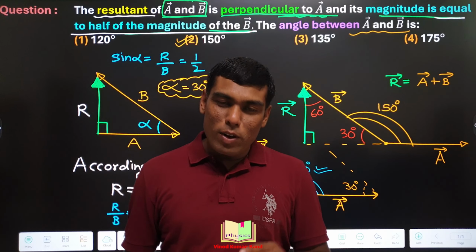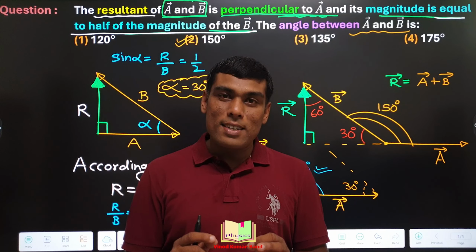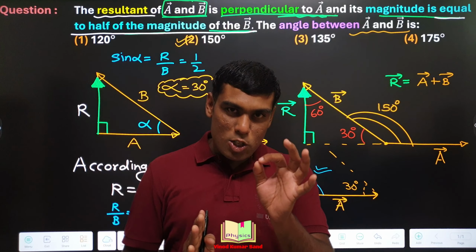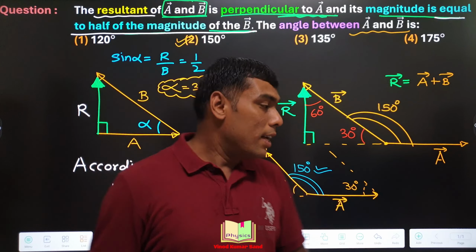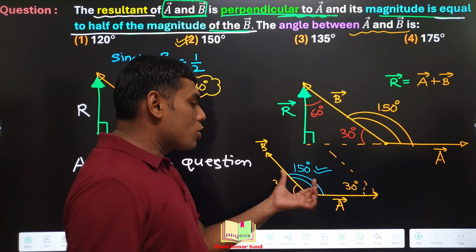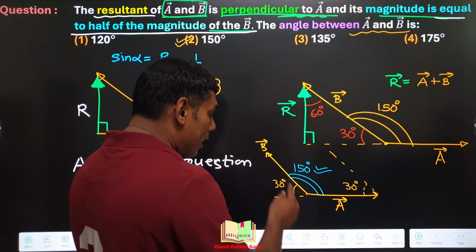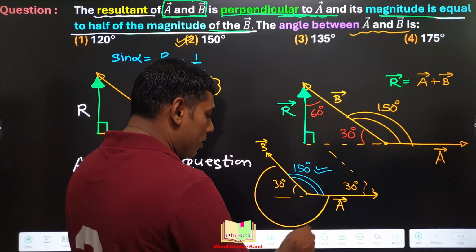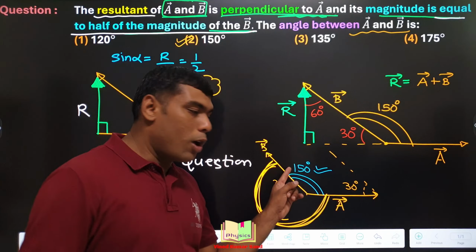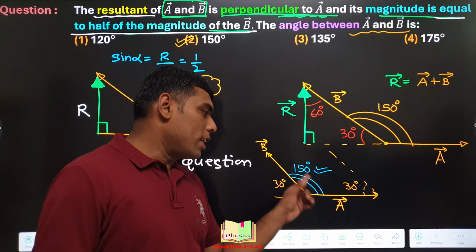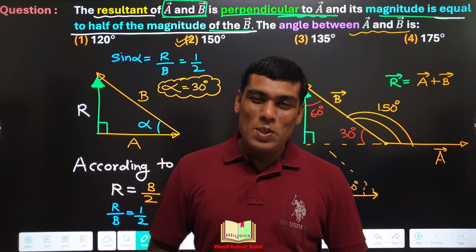Keep one thing in mind, whenever you have to find the angle between two vectors, either their tails must meet at a common point or their heads must meet at a common point, and then you find the smaller of the possible angles. Actually, here is another angle possible, this one, but your answer is the smaller angle, which is 150 degree. I hope you got it.